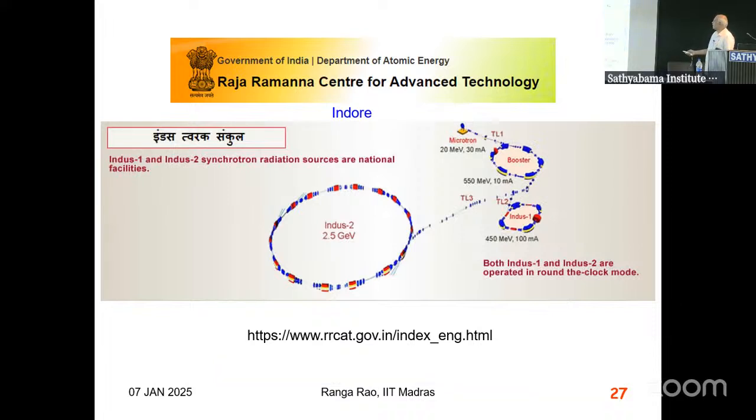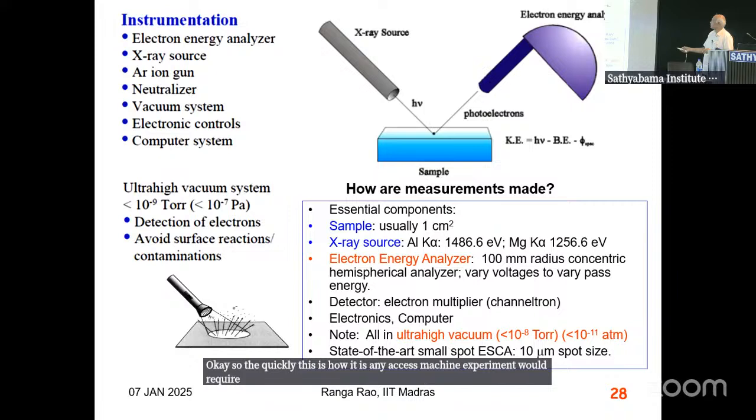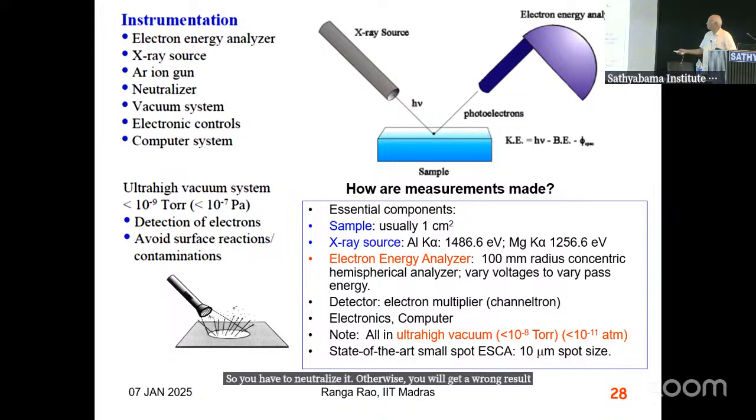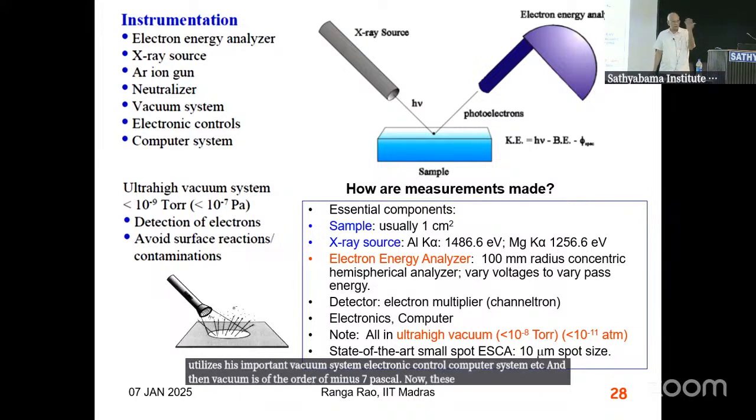Okay, so quickly, this is how it is. Any X-ray photoelectron spectroscopy experiment would require these things: an electron energy analyzer, an X-ray source, an argon ion gun to clean the surface, and then a neutralizer. When you remove electrons, the surface gets charged, so you have to neutralize it. Otherwise, you will get a wrong result. So the neutralizer is important. Then a vacuum system, electronic controls, computer system, etc. The vacuum is of the order of 10^-7 Pascal. These days you get much better than that.